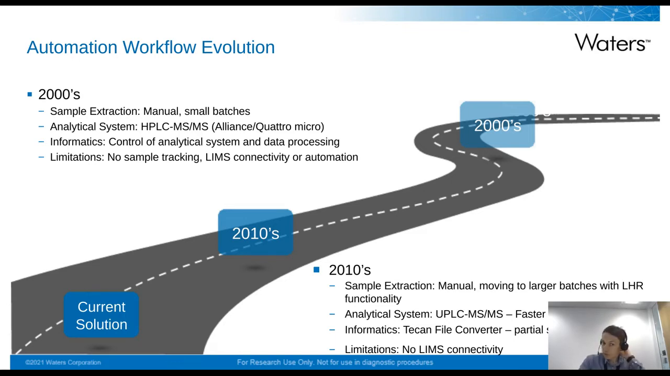If we then wind forward to the 2010s, sample extraction was mostly still performed manually, but was moving to larger batches and having some liquid handling robot functionality. Analytical systems had moved on to UPLC with more sensitive tandem mass spectrometers, allowing for faster run times and the analysis of more complex analytes. Also, partial sample tracking was possible with the introduction of the TCAM file converter software, but there was still no LIMS connectivity.